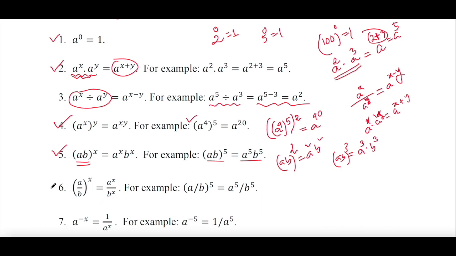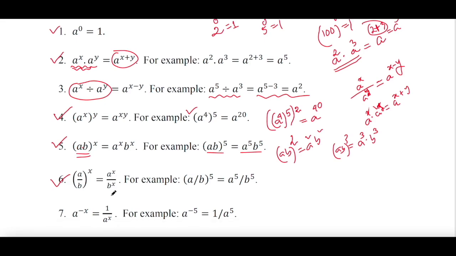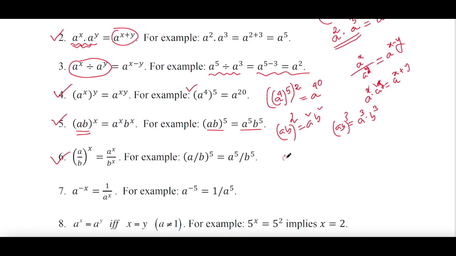And in the division case, this is also true. a by b whole to the power x equals a to the power x by b to the power x. For example, a by b whole to the power 6 is equal to a to the power 6 divided by b to the power 6.